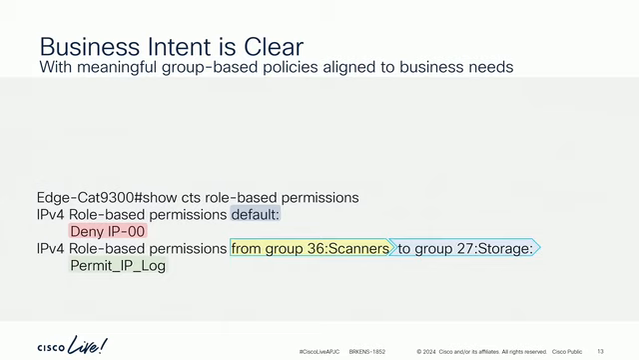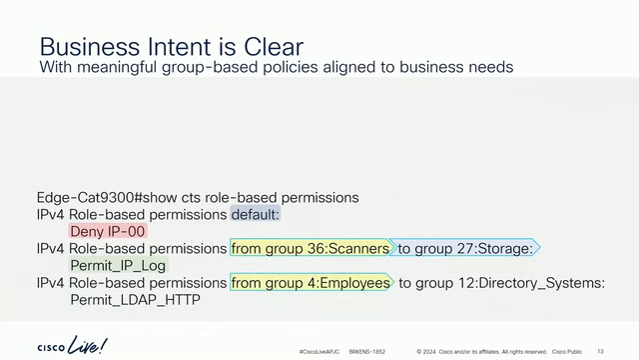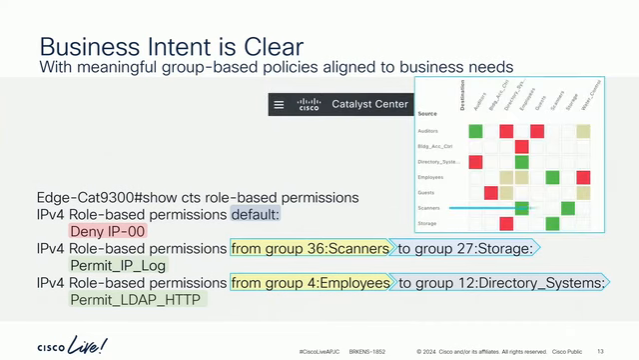It also bases your security policy on these groups. So from scanners to storage, permit the traffic. Again, very easy to understand. And employee to directory systems. Here we're permitting certain protocols. So it's very easy to understand, but we don't sit on the CLI much these days, so even in the UI, we have an easy to understand matrix.